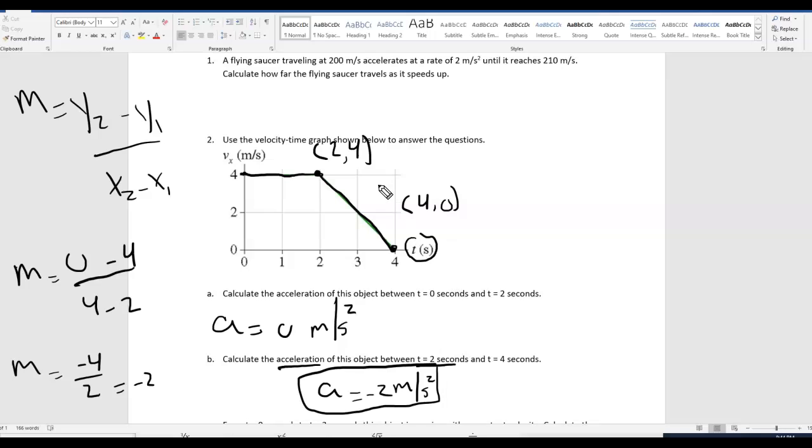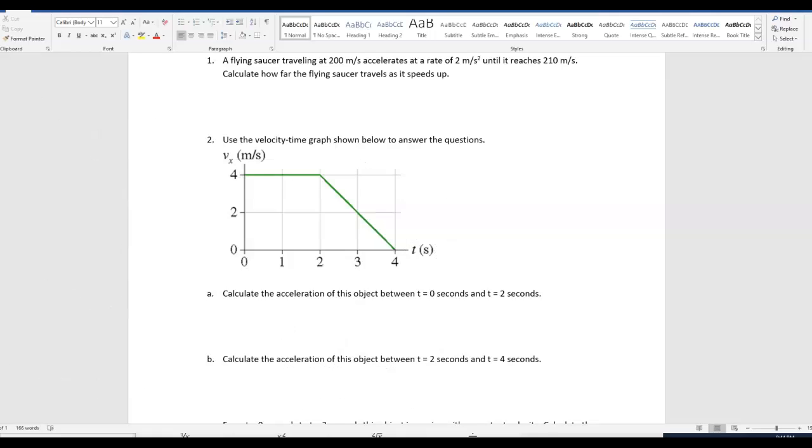Pause there if you need to check your work. Hopefully that's the answer that you got. Okay, one more quick question. I'm going to erase this.